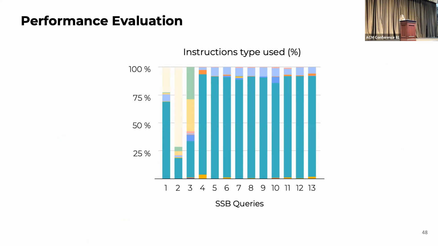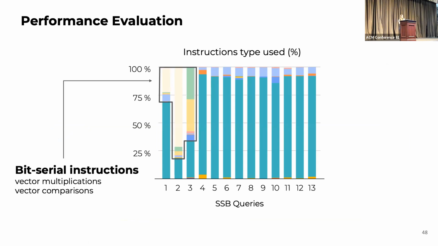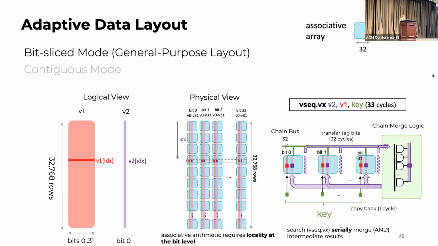Here I'm showing a breakdown of instructions after applying all of these software optimizations, and we see that most of the queries are actually dominated by searches. So we went ahead and tried to optimize the cost of one single search. For that, let me give you a little bit of context of what a search looks like on CAPE. We bit-slice our vector registers into several physical subarrays. That means that the bits of the same value will be distributed across different physical subarrays.